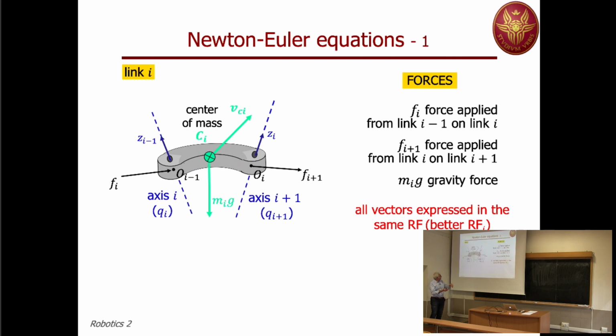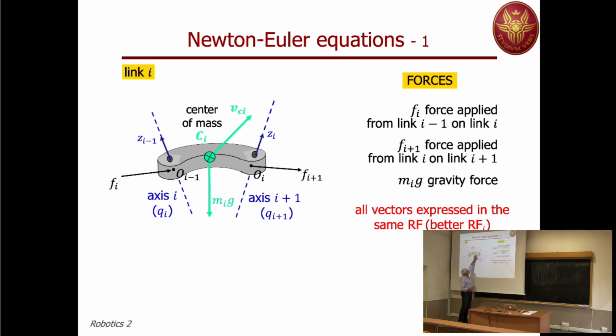And at the end, or at some other place of the body, we have the connection with the next link, so link i plus 1. So there will be a joint axis i plus 1 with, on top of it, the direction of z i, the z-axis of the frame attached to body i. Okay, so this is kinematics as we know.